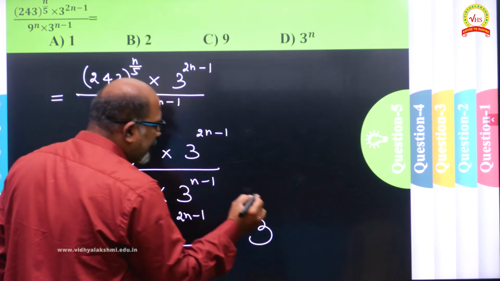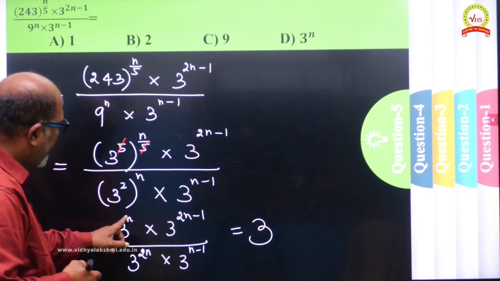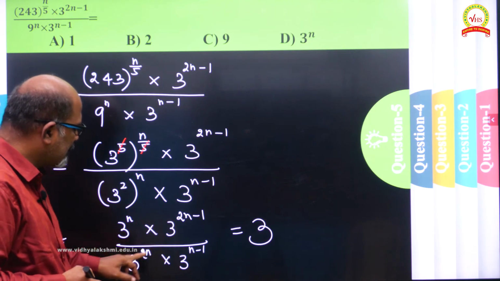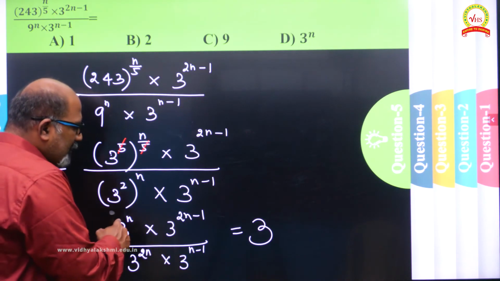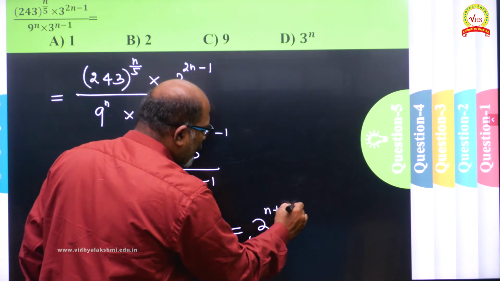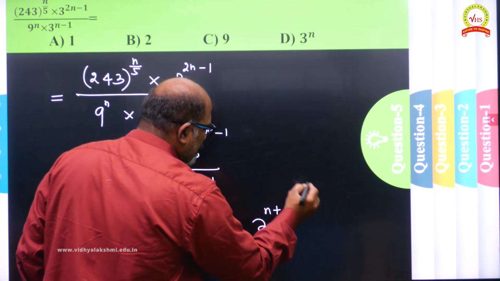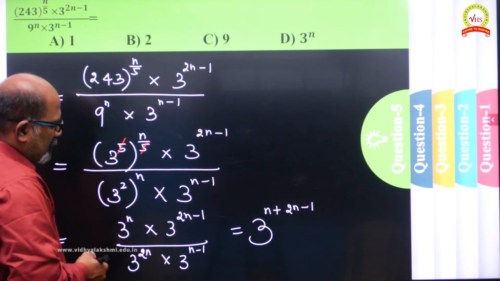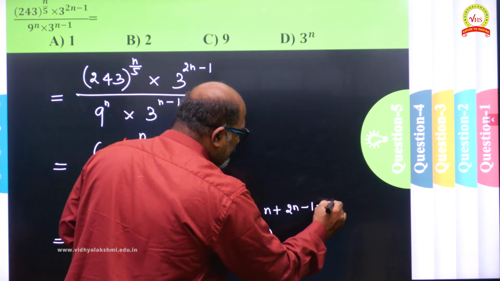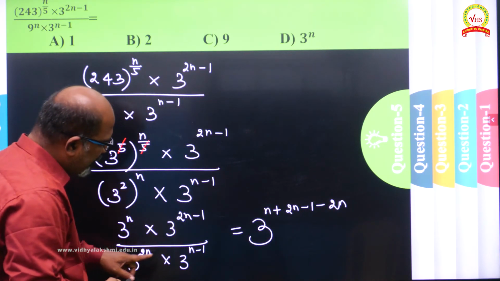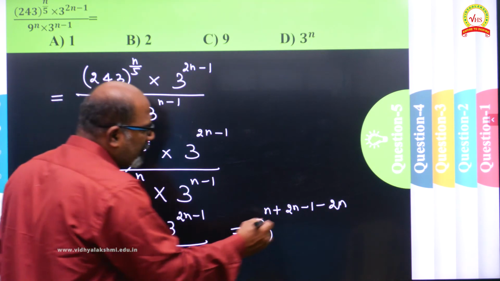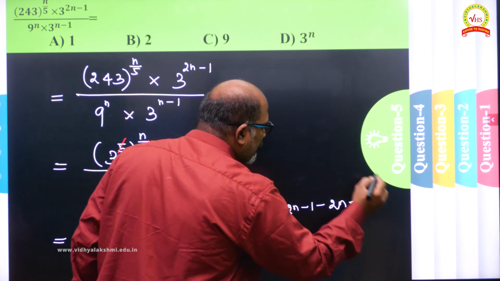Now in the next step, all are having the same base. So 3 is the common base I am going to take. So the powers here I am going to add in the numerator, and I am going to subtract the powers of the denominator. Okay. So I will be having n plus 2n minus 1 followed by minus 2n, because it is in the denominator. This n minus 1 has to be subtracted. So when we subtract this n minus 1, what will it become? Minus n plus 1 it will become, okay.